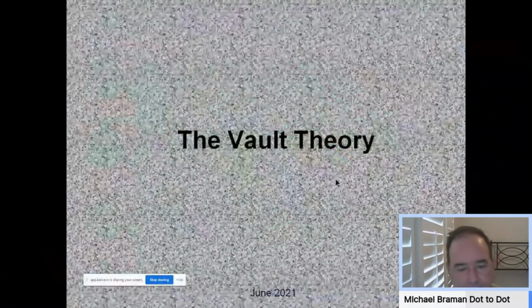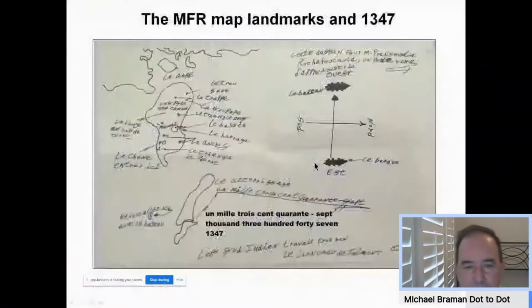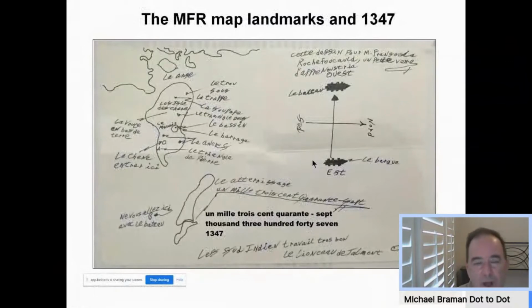The vault theory. And it starts off with the Rochefoucauld map. We call it the MFR map. And on this map, on the left side, we have what we call the landmark map. And then on the right side, we have what is called the compass rose.